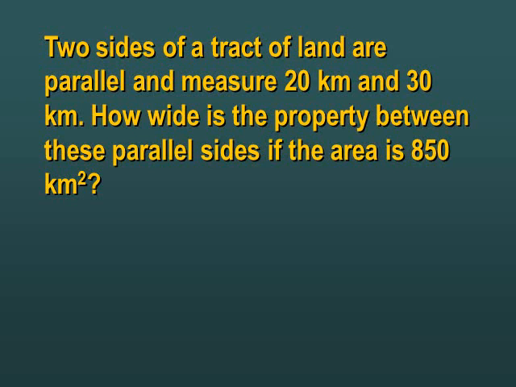Okay, so let's talk about a word problem. I have two sides of a tract of land that are parallel and measure 20 kilometers and 30 kilometers. How wide is the property between these parallel sides if the area is 850 kilometers squared? So we need to know what shape I have, which formula I need, and then I'm going to have to solve for a variable because I'm given the area. So let's go ahead and walk through this.